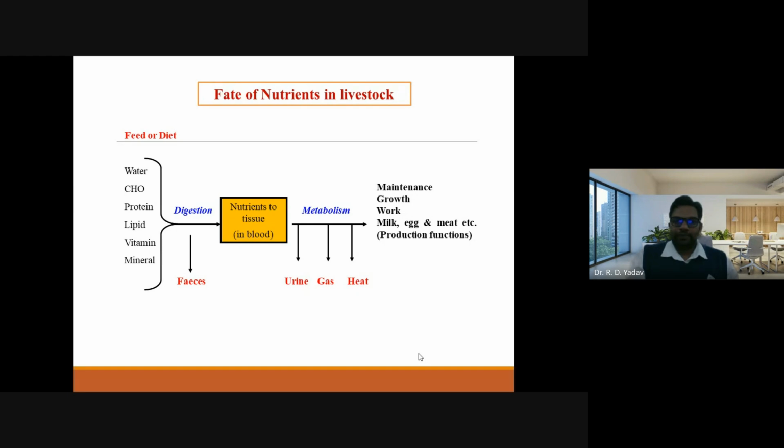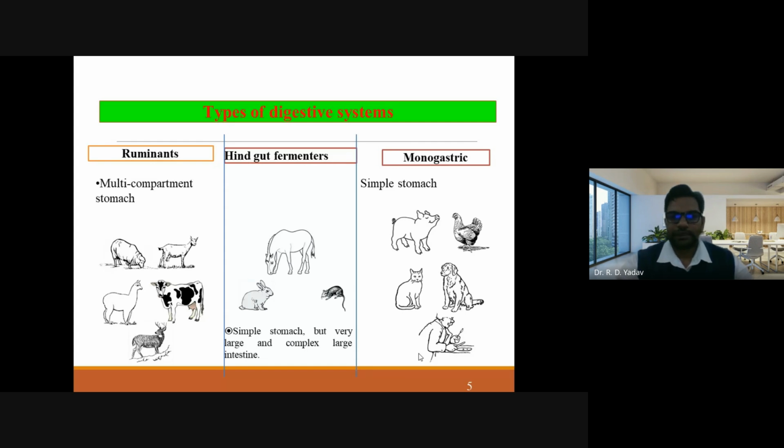What is the fate of nutrients in livestock? For example, whatever we feed the animals consists of six kinds of nutrients only: water, carbohydrate, protein, lipid, minerals, and vitamins. First, digestion takes place, and some part goes in the feces, and nutrients come into the blood, then metabolism. Then whatever nutrients are available, they use for maintenance, growth, work, and production, like milk, egg, meat, etc.